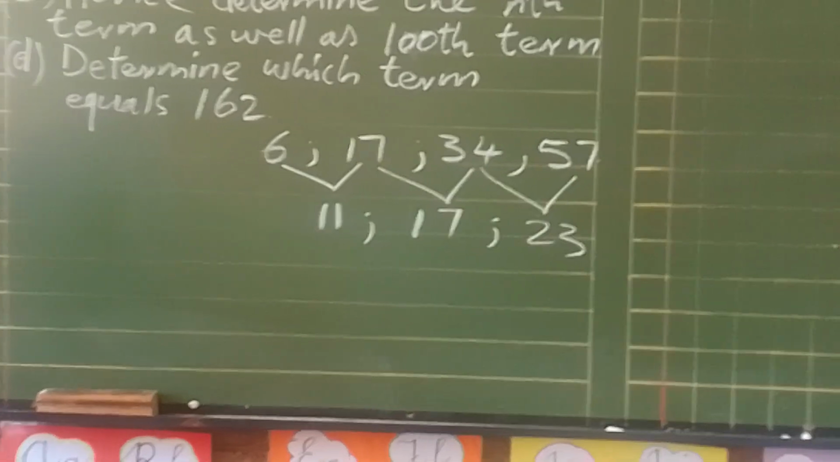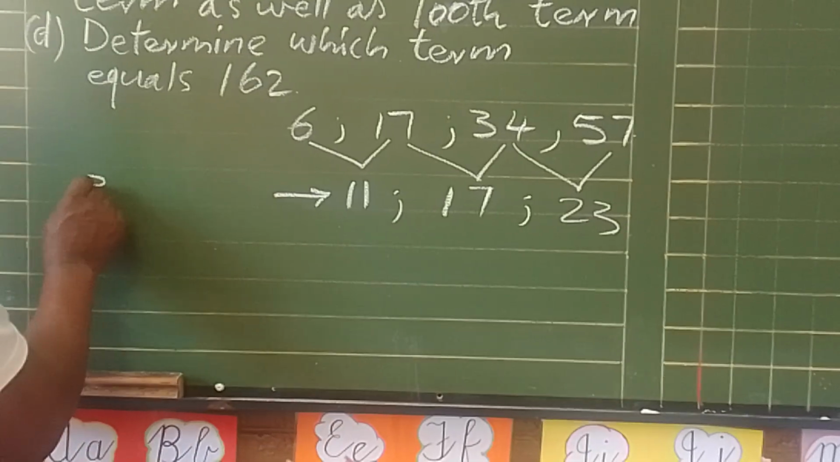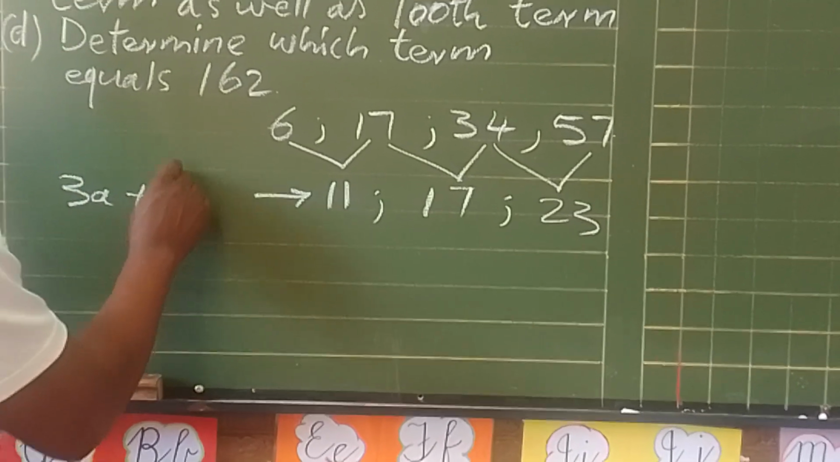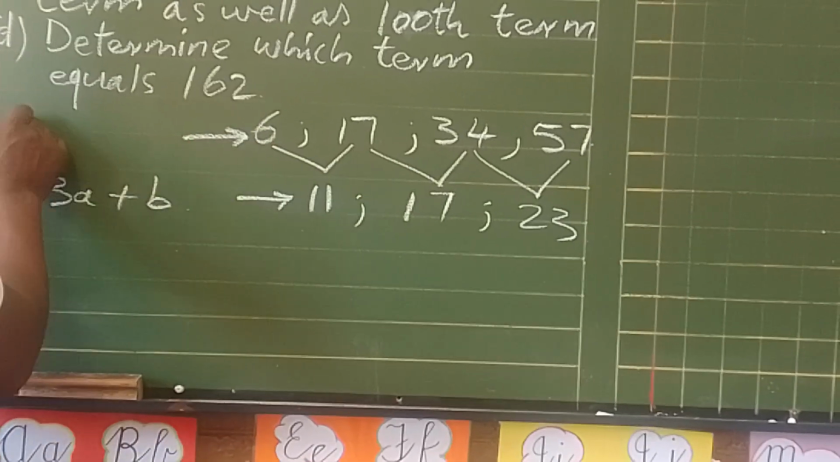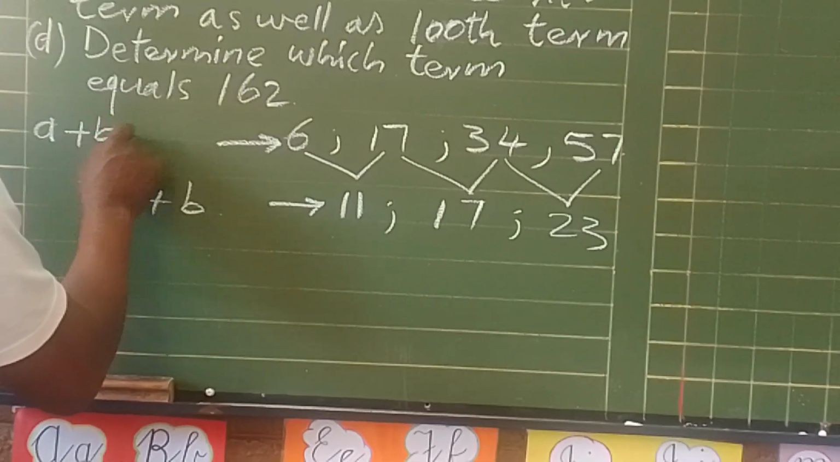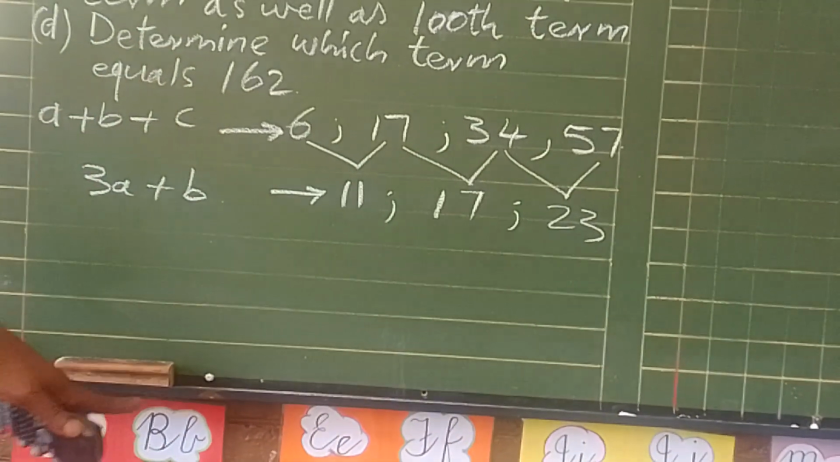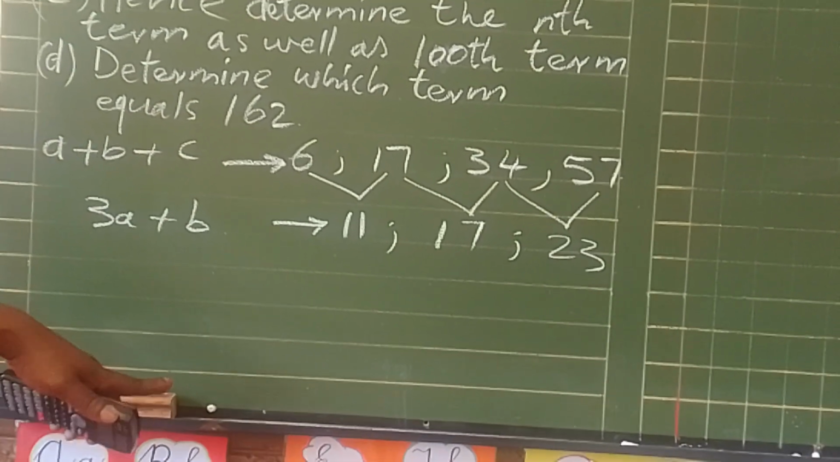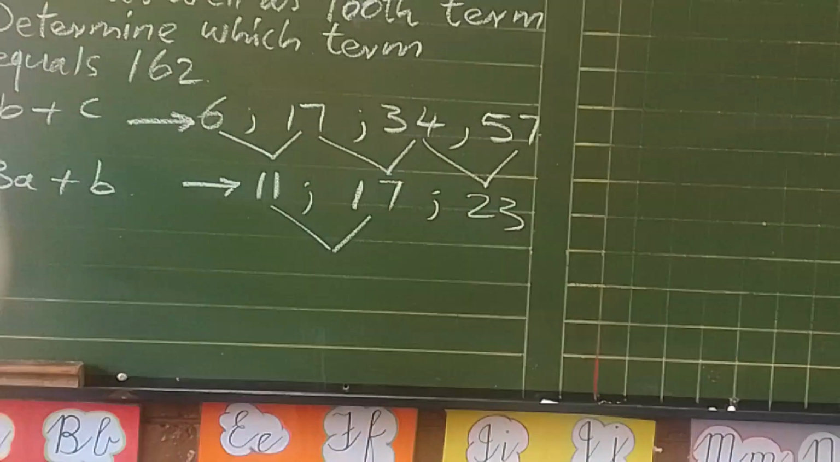What do we do here? This you equate to 3a plus b. This you equate to 5a plus b. Then the last one, you have to equate to 2a. Now, let's find the difference between these.